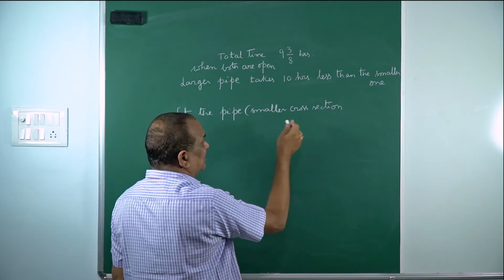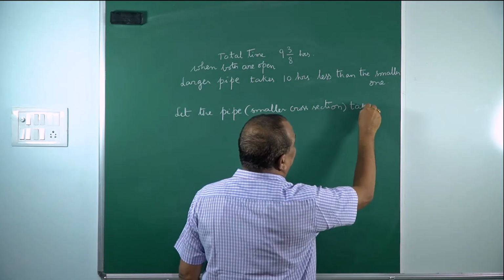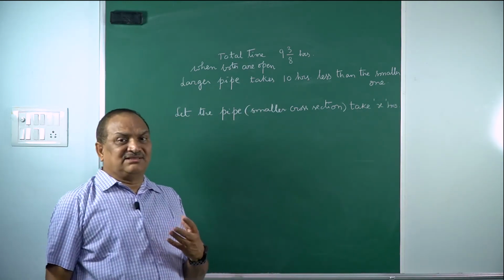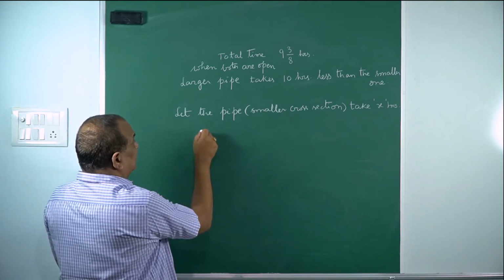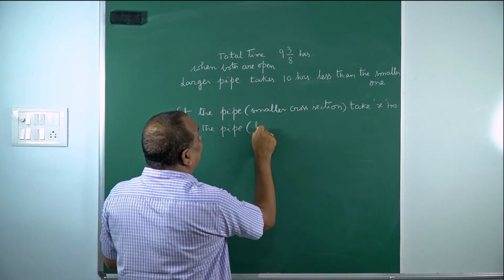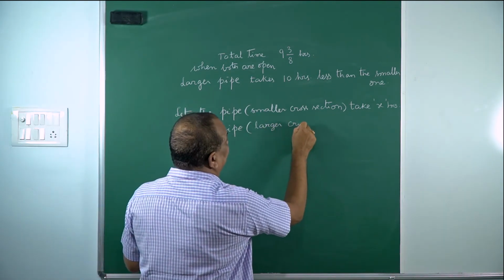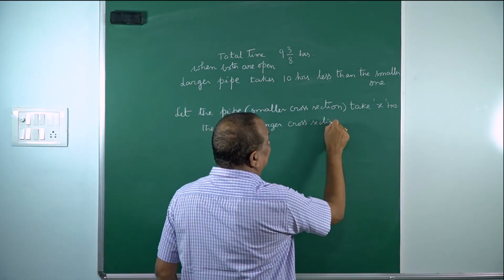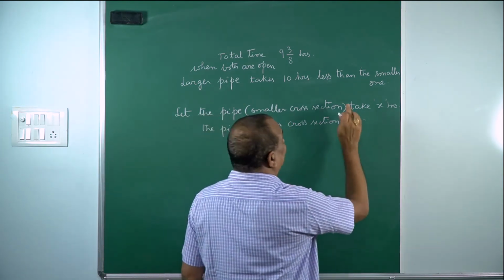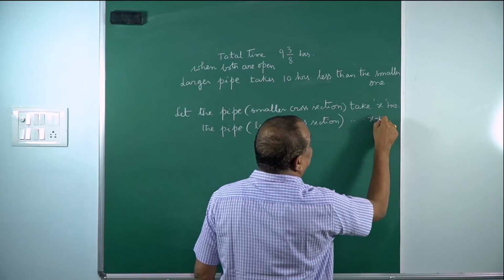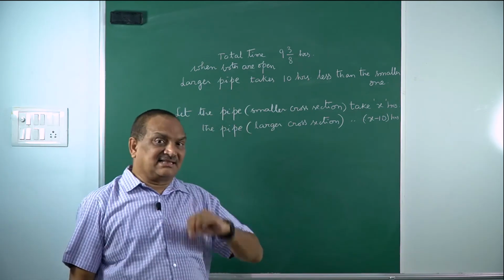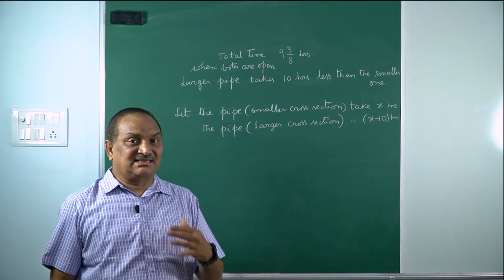Okay, let the pipe of smaller cross section take X hours to fill the tank. Okay, X hours it takes to fill the tank. Now automatically the pipe of larger cross section takes less time. How much less? 10 hours less. X minus 10 hours. Smaller cross section takes X hours and larger cross section takes X minus 10 hours.